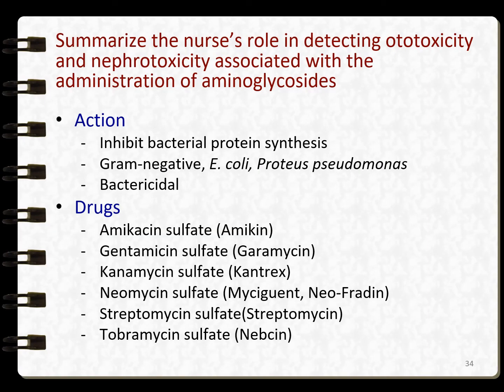All right, so we need to talk about detecting ototoxicity and nephrotoxicity associated with administration of aminoglycosides. Aminoglycosides inhibit bacterial protein synthesis, gram-negative E. coli, Proteus, Pseudomonas, and they're also a bactericidal antibiotic. Some examples of these drugs: amikacin, gentamicin, we all know gentamicin, kanamycin, neomycin, streptomycin, and tobramycin. These are all examples of aminoglycosides that we're going to see and that we're going to look at in your textbook.